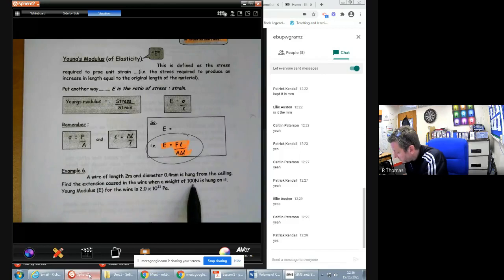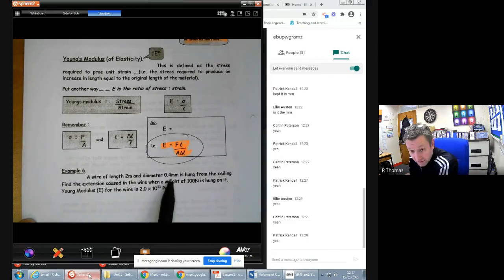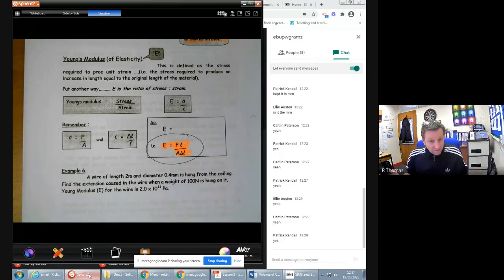When a weight of 100 newtons, so I know the force is 100 newtons, is hung on it, and the Young's modulus for this material is 2 times 10 to the 11 newtons per meter squared. So I know capital E, I know capital F, I know little l, I can work out A, making sure I don't mess up the units. They want me to find out the extension, delta L. So it's just pressing bits of plastic, carefully. I'll give you 60 seconds. Have a go. See what you come up with. And don't forget, you're finding an extension. So if your answer is 8 miles, you've messed it up.